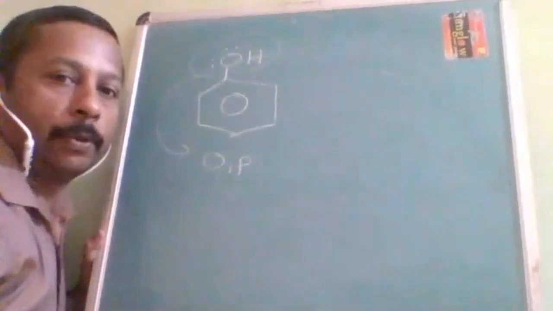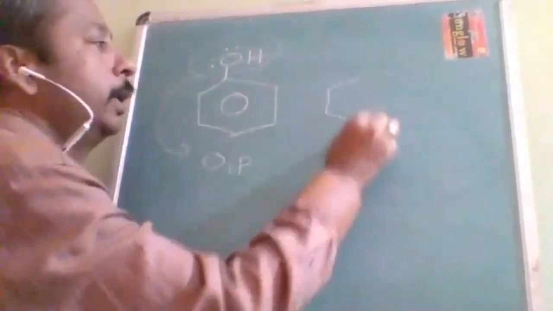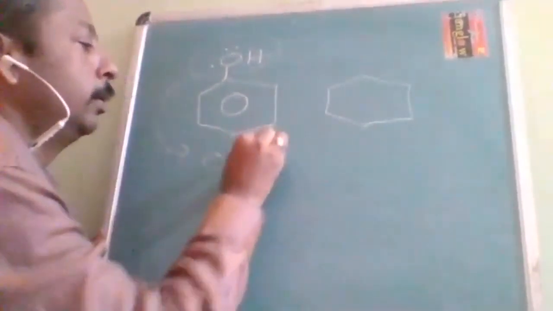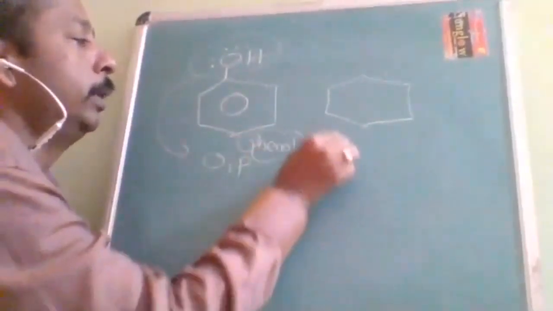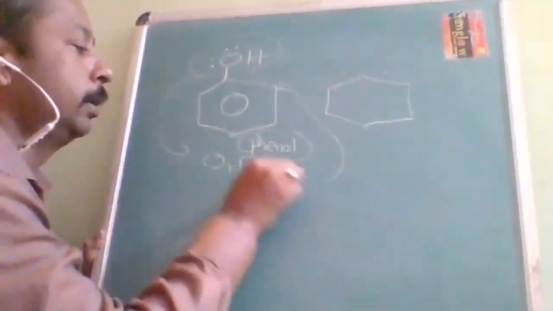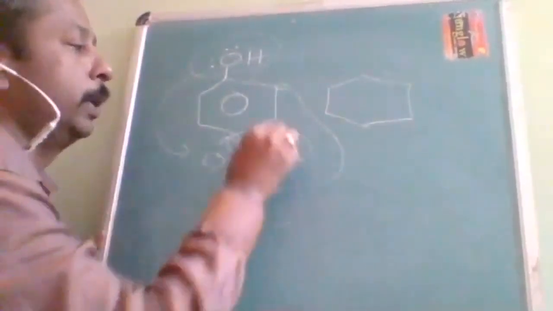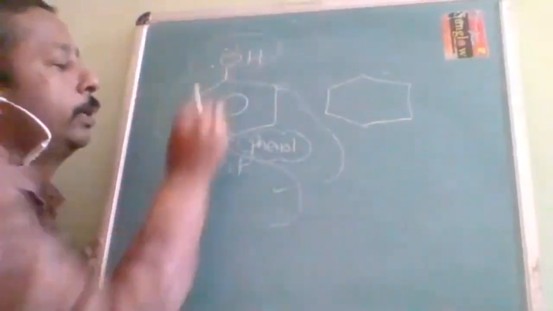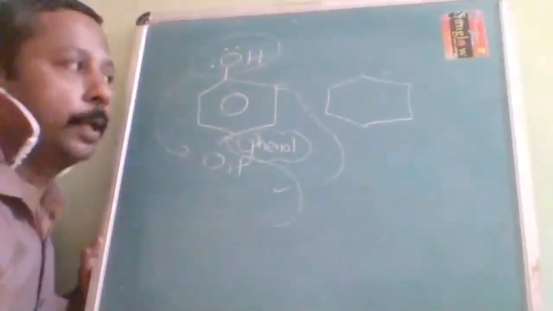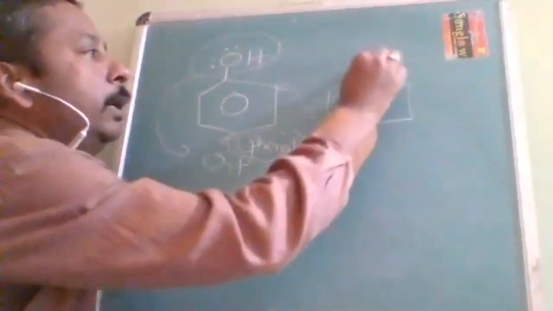OP directing. In phenol, whenever the second group comes, you need to substitute at this place or at this place. It will not go at this place. The directive influence of the OH group is OP directing. Now let us take benzaldehyde.